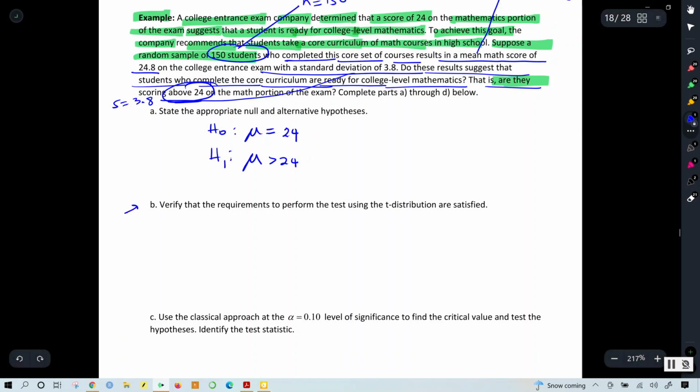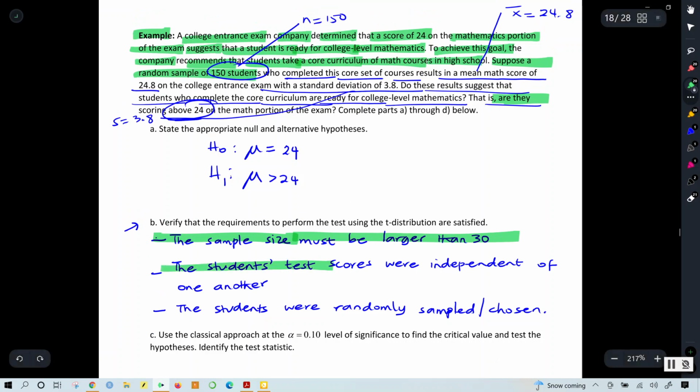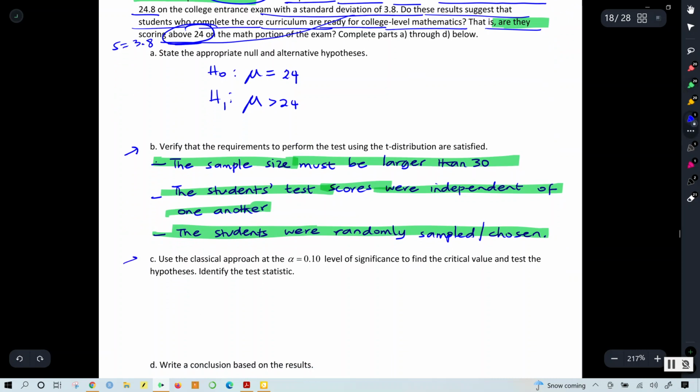We can proceed to the next part of the question, which is to verify the requirements to perform the test using the t-distribution. These requirements are as follows. There are three of them: 1, 2, and 3. The first one is that the sample size must be larger than 30. The second one is that the students' test scores must be independent of one another. They must not be dependent at all. Then the third requirement is that the students were randomly sampled or chosen. With that done, we proceed to the next part.